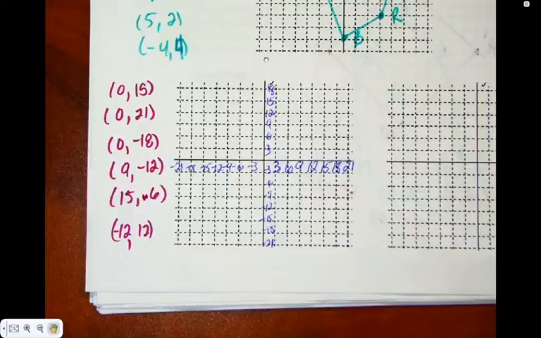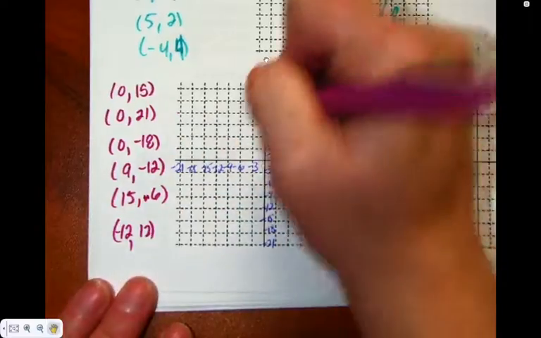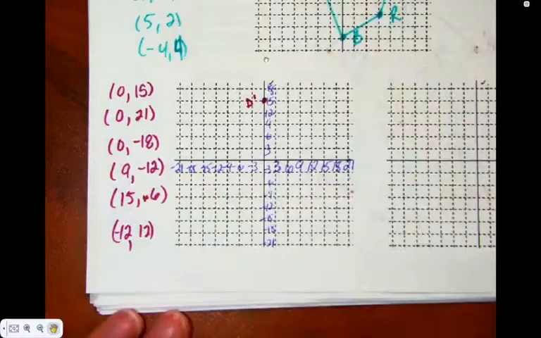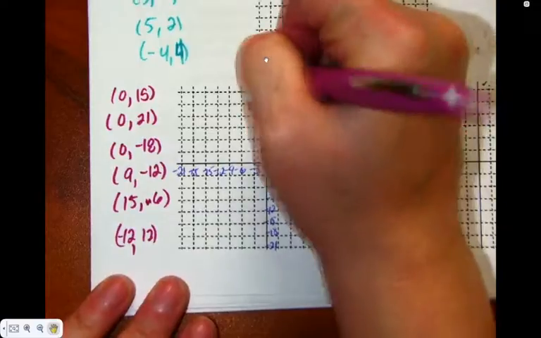So where does 0, 15 go? Where do I put 0, 15? On the 15. The vertical one. Yeah, so 0 left and right, 15 up. And what are we going to call it? D prime. D double prime. Why did it go up? And 0, 21. Off the map. Well, we'll estimate it.